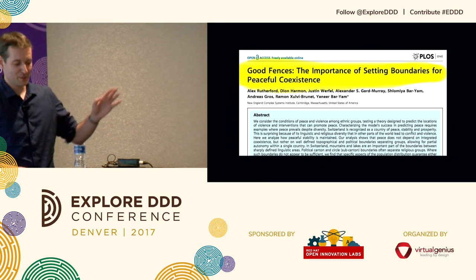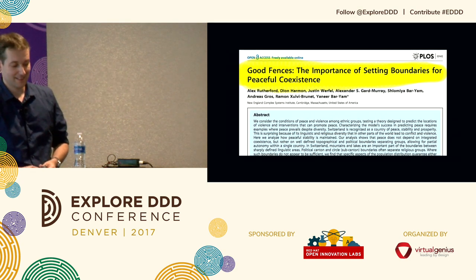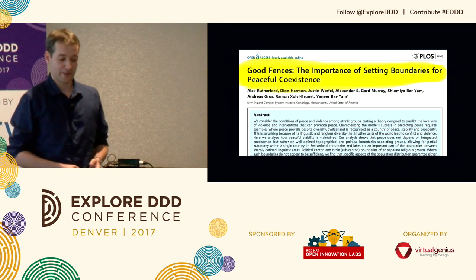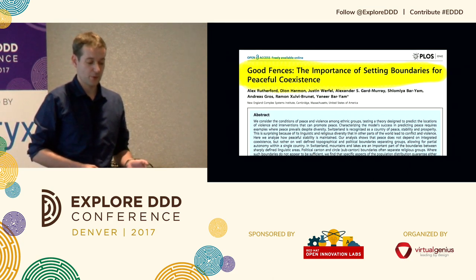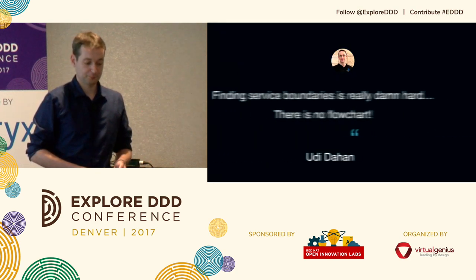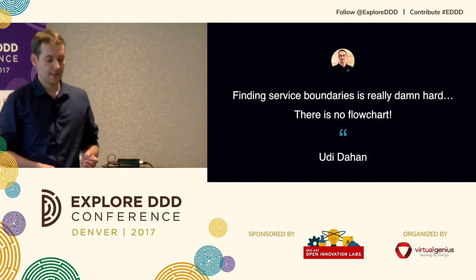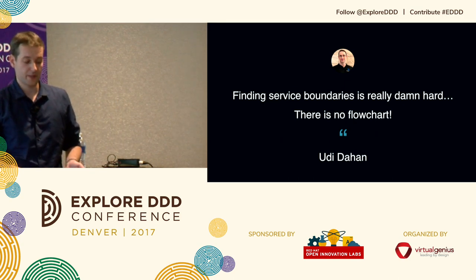But seriously, as this paper says, correct boundaries are important for a peaceful coexistence of systems and teams. In our case, after trying out many ways of doing it, I want to show you the strategy for setting the boundaries that we are using right now. As Udi said, finding boundaries is really hard. There is no flowchart for that.